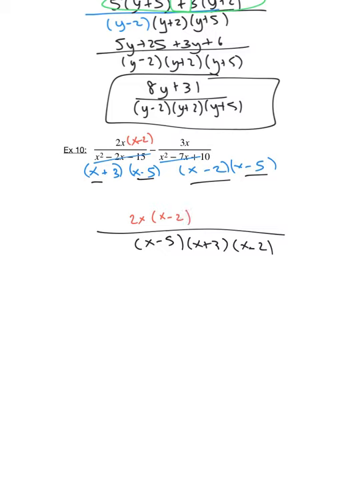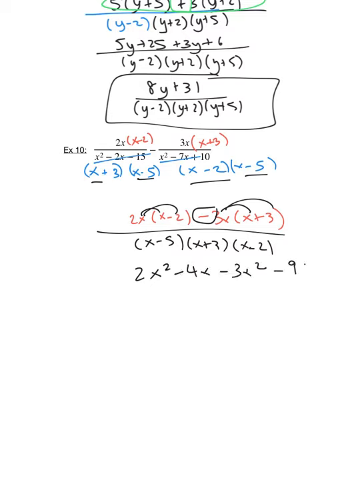2x times x minus 2. Minus, and then the second fraction needs to be multiplied by x plus 3. So 3x times x plus 3. I'm going to now distribute and subtract. So 2x squared minus 4x minus 3x squared minus 9x, all over my common denominator.